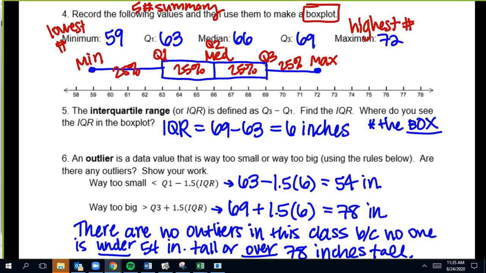A couple more, let's move on to number 5. The interquartile range, we did this last class. But now that we're looking at a box plot, hopefully you can see that that represents the length of the box. So the IQR is the length of the box. And if we go back to our percentages, that is the middle 50% of the data.